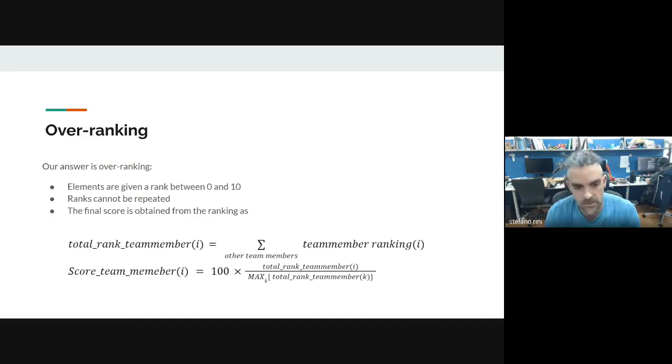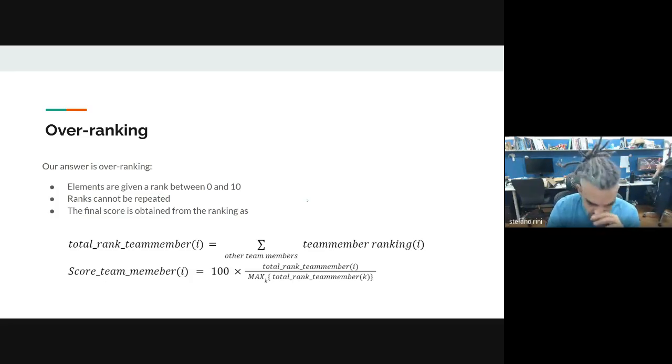And then, of course, it's easy for us to convert this into a score between 0 and 100, based basically on the relative difference in the rank. Okay, it's a little bit complicated. You will not notice this, right? I mean, it's not something that will affect you. You will just put numbers between 0 and 10.